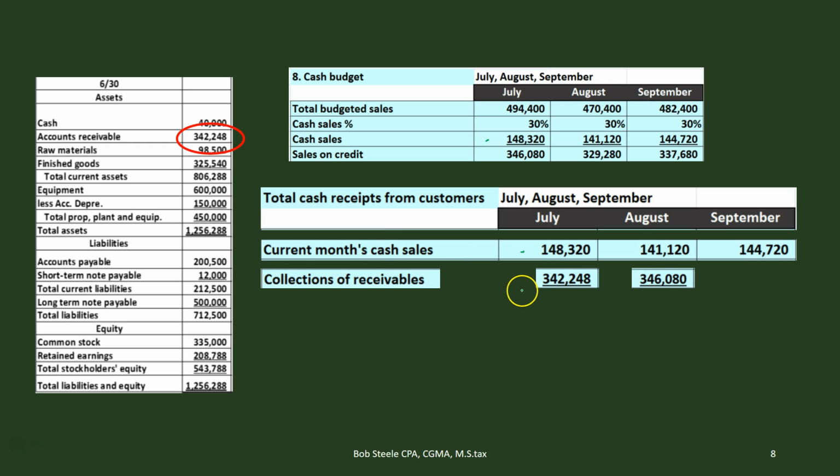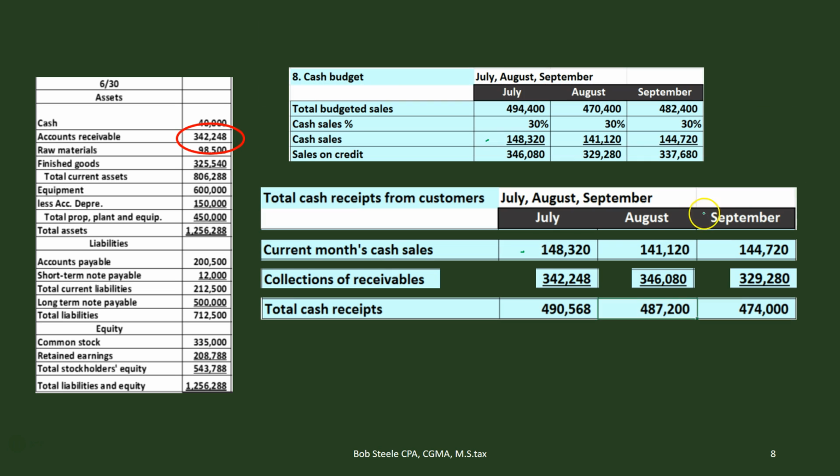And then in August, we're going to receive everything that we sold in July. And then in September, we're going to receive everything we sold in August on account. That's the assumption we're making. Then we can figure out the cash flow for these months. Then we can add them up.